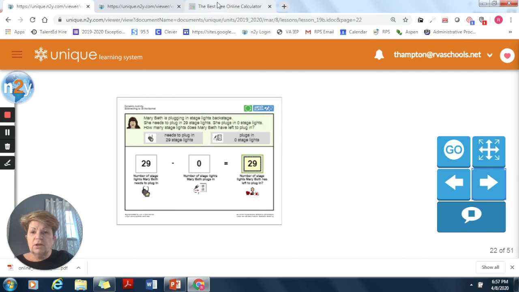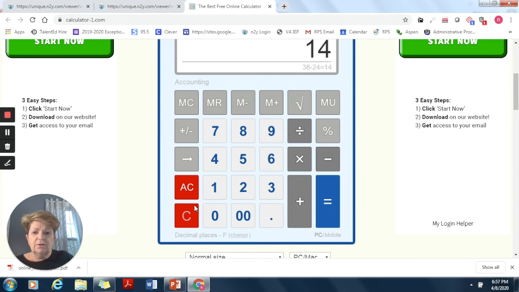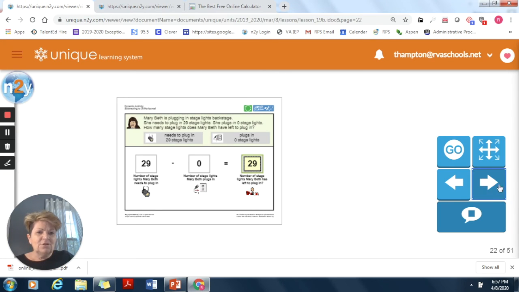Very good. And then, of course, we can always check again on our calculator. We press clear. We put in 29 minus 0 equals 29. Very good. All right, let's see. You guys are on a roll.